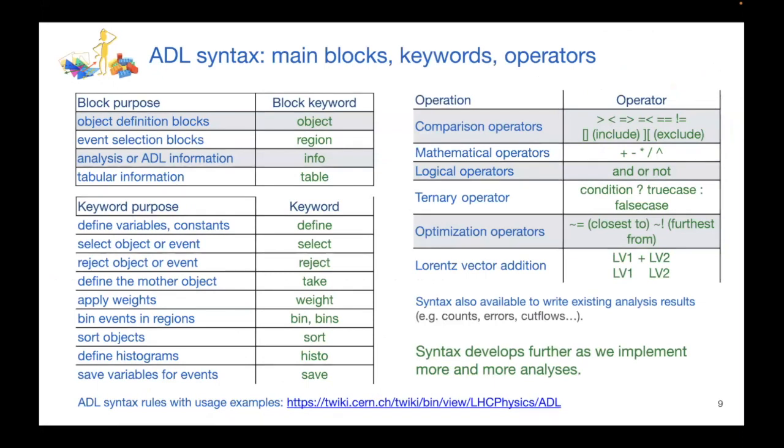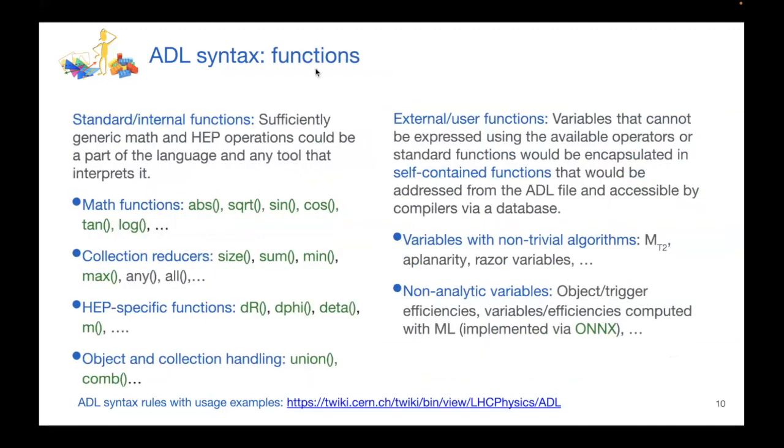This is a brief reminder of the syntax, what kind of keywords we have, object, region, etc. We can do select, reject, we can apply weights, histograms, etc. And some operators, and, not, false, addition of Lorentz vectors, etc. This is just a reminder. And these are the functions that we have. Obviously, all the mathematics, some reducers like taking minimum, maximum, sum. High energy physics specific functions such as delta R, and then you can obviously combine objects or do a union between objects.